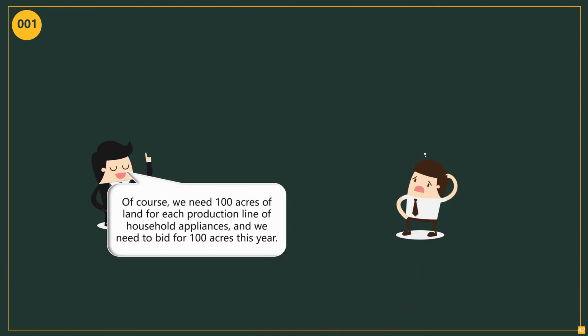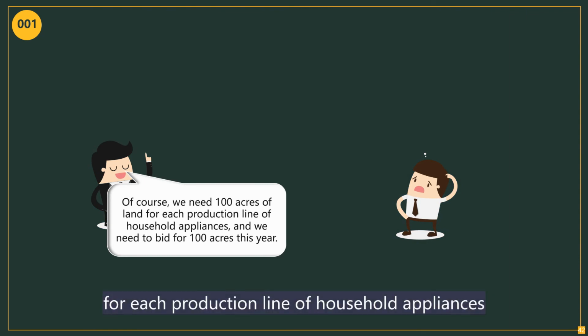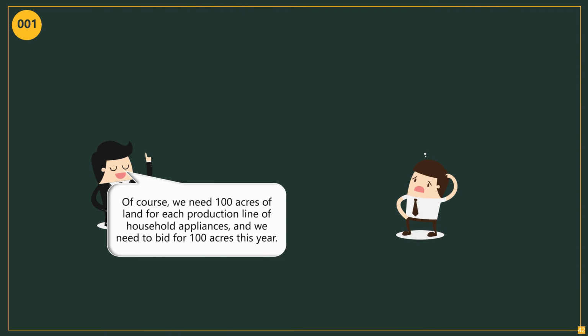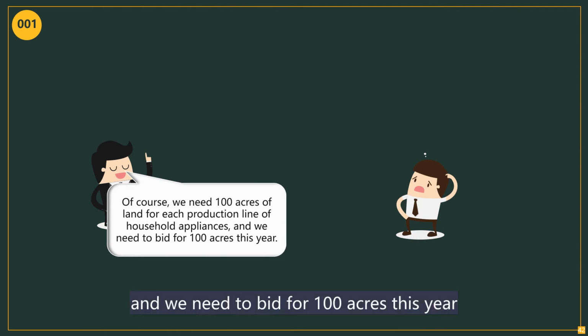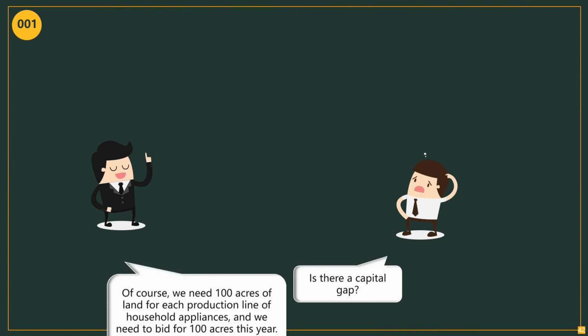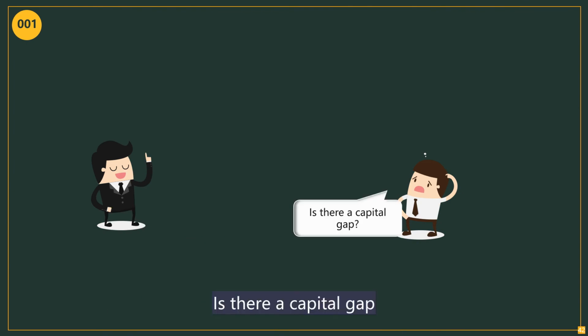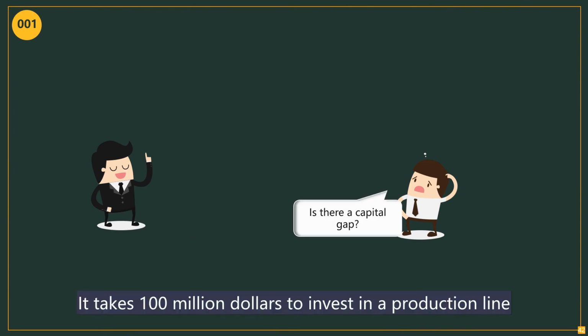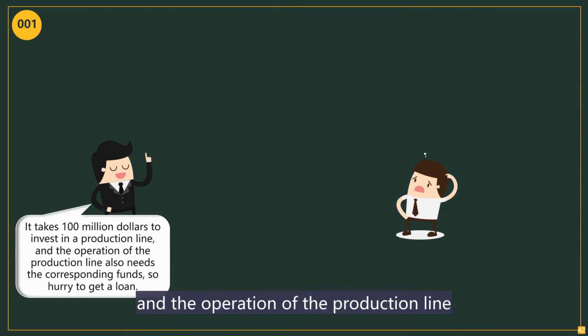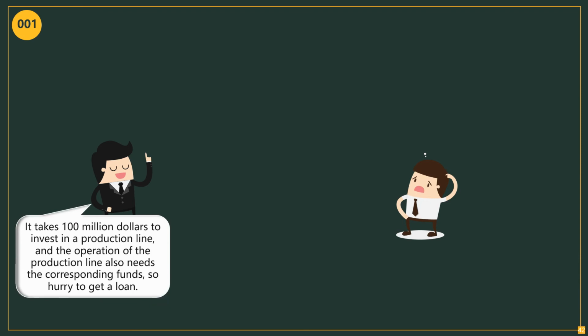Of course. We need 100 acres of land for each production line of household appliances. And we need to bid for 100 acres this year. Is there a capital gap? It takes $100 million to invest in a production line. And the operation of the production line also needs the corresponding funds. So hurry up to get a loan.